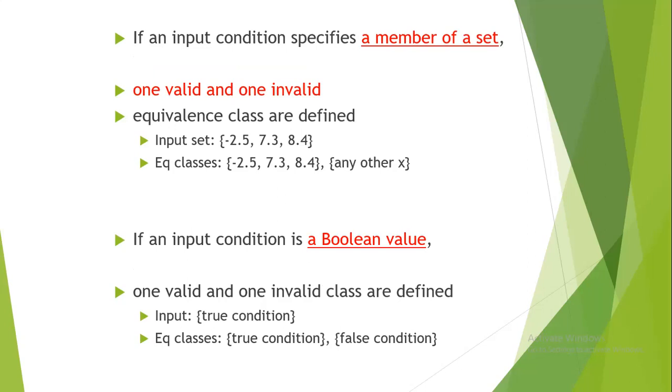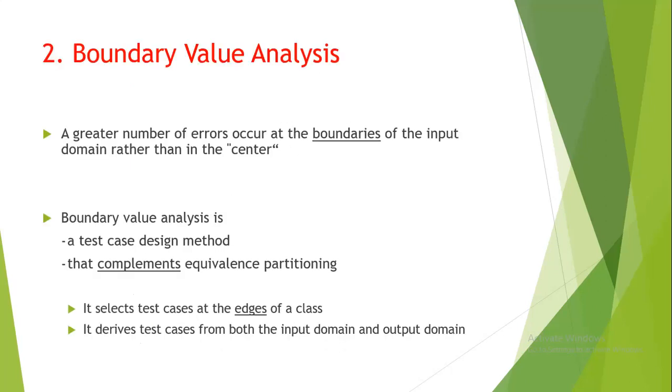If an input condition specifies a member of a set, one valid and one invalid equivalence class are defined. For example, for the input set {-2.5, 7.3, 8.4}, the classes are the members of the set and any other x. If an input condition is a boolean value, one valid and one invalid class are defined. For example, the input is a true condition, and the equivalence classes are true condition or false condition.